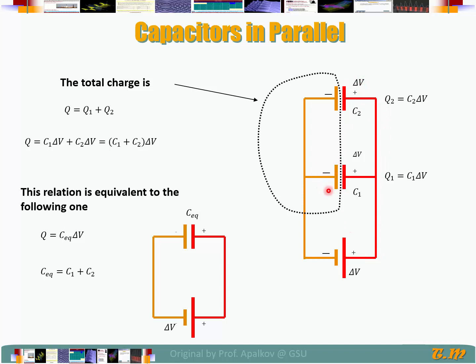And the negative Q1 here is going to repel the negative Q1 here, leaving a positive charge of plus Q1. The negative Q1s are going to be pushed towards the positive lead of the battery.